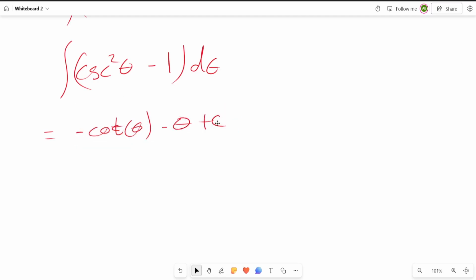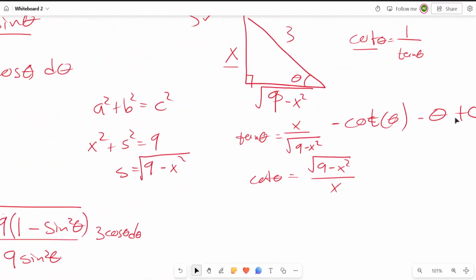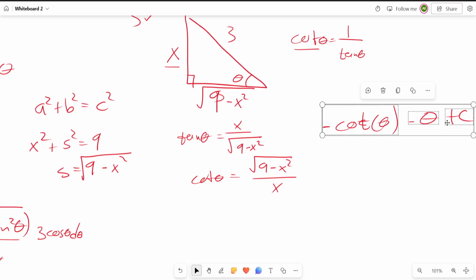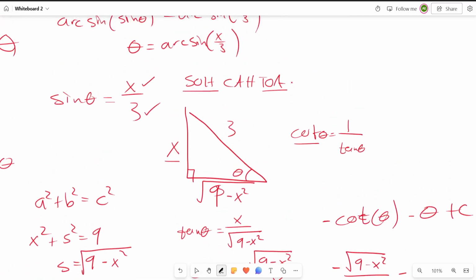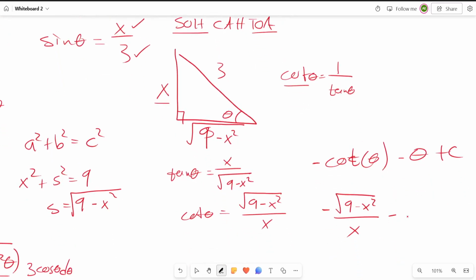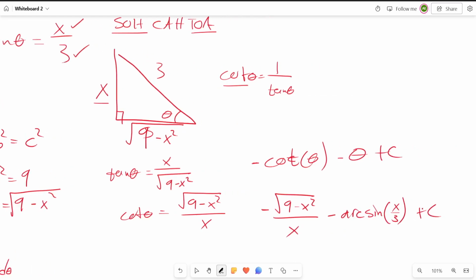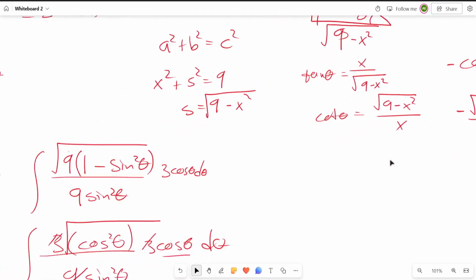So my final answer was negative cotangent minus theta. Instead of cotangent, I'm going to put the square root of 9 minus x squared over x, minus, instead of theta, I'm going to put arc sine x over 3. And I cannot forget the constant of integration because this is an indefinite integration. And this is my answer to the first question.